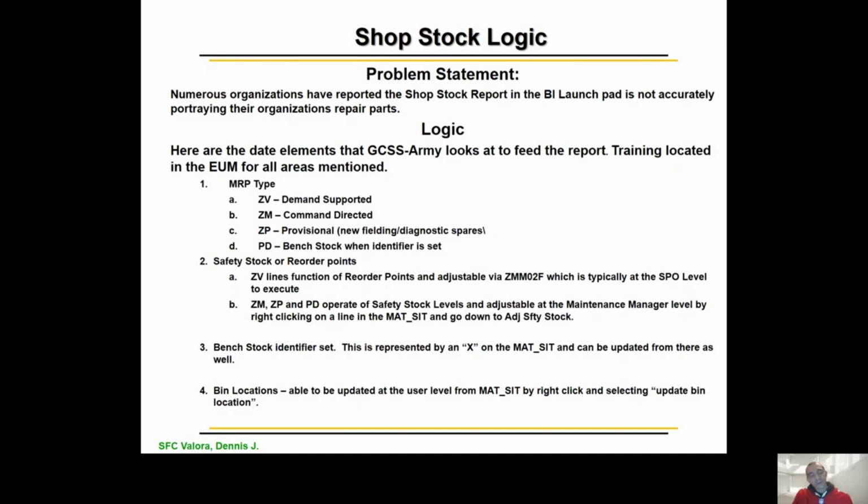However, for your ZV lines, at the unit level, you do have the capability to turn off the replenish. Now your ZM, ZP, and PD operate stock levels and are adjusted at the maintenance manager level. So you can do this right from your MATSIT. Then, as you know, your bench stock is identified by an X on the MATSIT and can be updated there as well. The same thing with your bin locations.